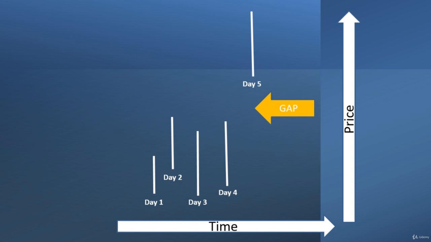So on days 1, 2, 3, and 4, you can see there's overlap between each of the ranges of the bars. I don't have the open and close in here because that's not important when you're looking at a gap. You're looking at the range from the high to the low. And there's overlap from days 1 through 4. But then on day 5, there is a gap. You can see that there's a space between the highest high of the range from day 4 and the lowest low on day 5, so there's no overlap between them. And that would be a gap situation.